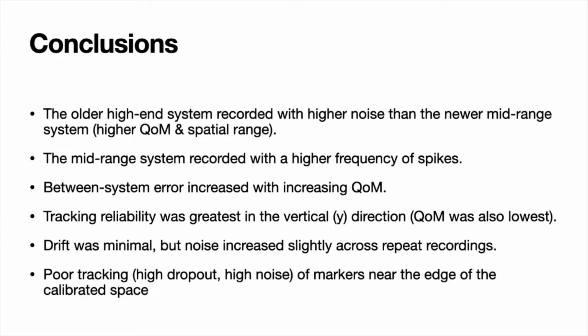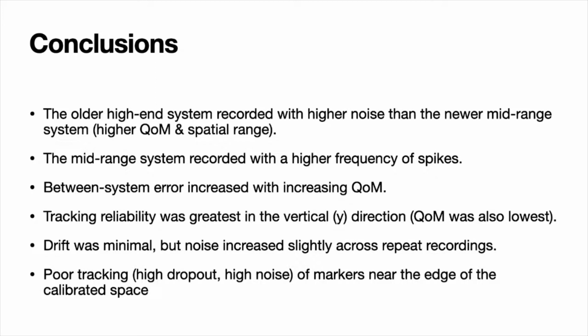We also made the important observation that between-system errors increased with increasing quantity of motion. This should be noted in studies where large amounts of motion are expected, and probably accounted for with smoothing. It should also be noted in studies where precision is important, for instance if you're looking at fine-grained motion like rapid finger movements. We did not find substantial drift within recordings, but we did find that recordings became less precise over the several hours that we were running this experiment, which shows how important it is to recalibrate if you're going to have a very long recording session.